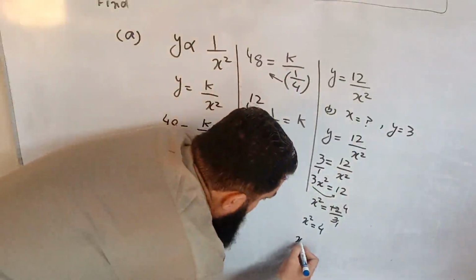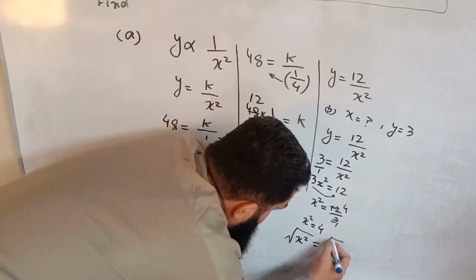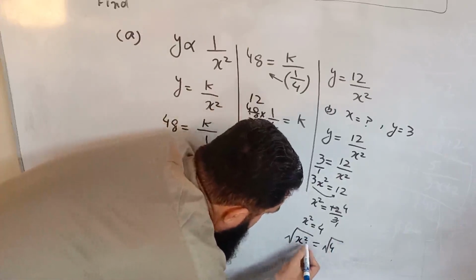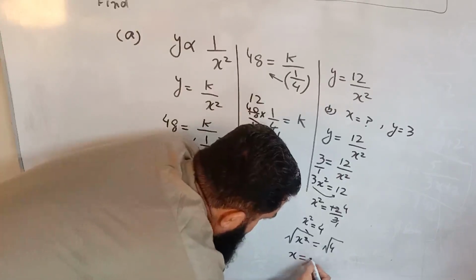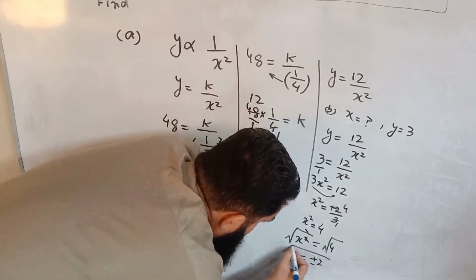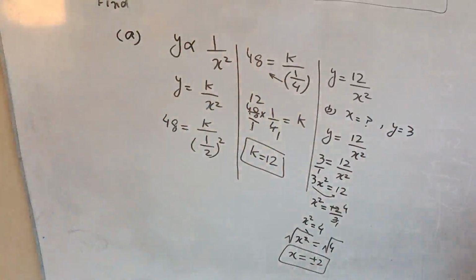अगर हम दोनों का अंडर रूट ले लें, x स्क्वायर रूट इज इक्वल टू 4 स्क्वायर रूट. Square cancel, so x will be equal to square root of 4, which is plus minus 2. So answer will be plus minus 2. So x will be equal to plus minus 2. So this is how you solve the variation questions.